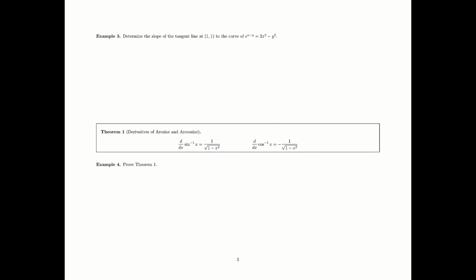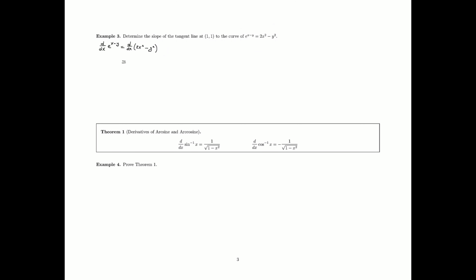All right, example 3, we want to determine the slope of the tangent line, not necessarily the full equation of the tangent line, just the slope, to the curve of this at that point, (1, 1). So, again, we can go ahead and just take the equation and take the derivative of each side.